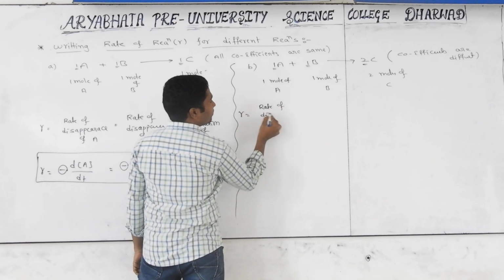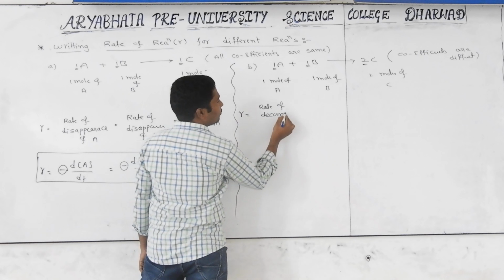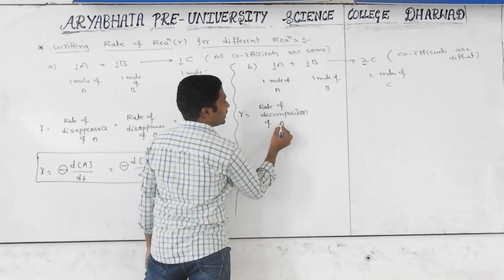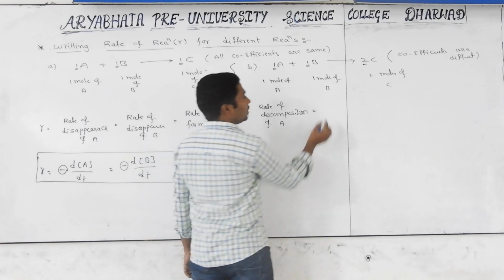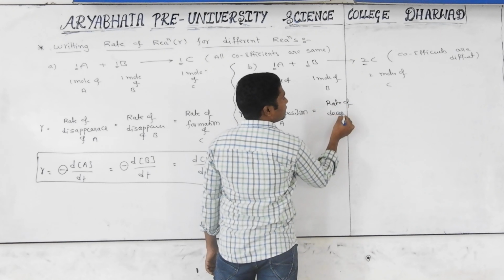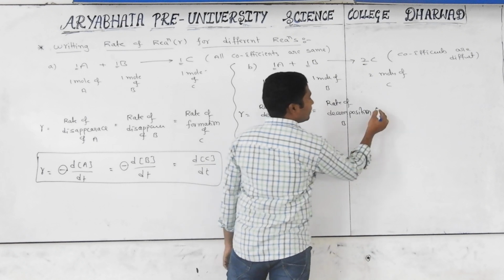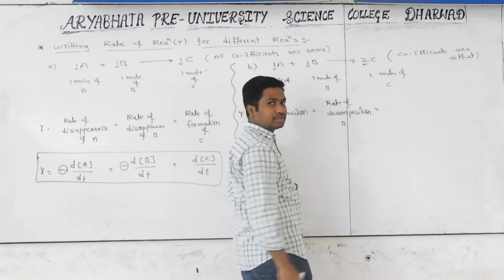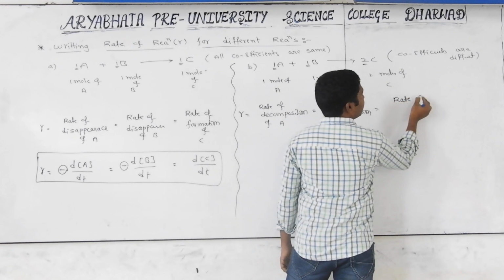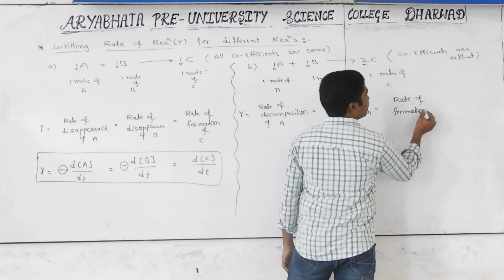Rate of disappearance, or otherwise you can use one more word, is nothing but the rate of decomposition of which one? A. It is equal to the rate of decomposition of which one? B. And what is that one? Product C, which is what? Formation. It is nothing but the rate of formation of C.